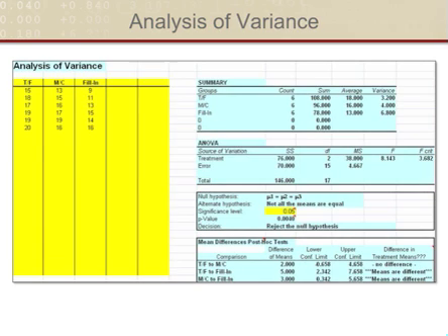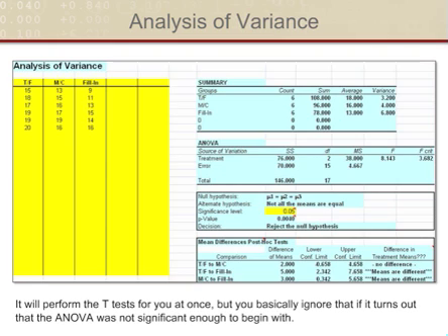And the great thing about this, too, is that after it's done the analysis on the 3 or more groups that you're comparing, if anything is significant, it will then turn around and tell you what it is. So essentially, it will perform the t-tests for you at once, but you basically ignore that if it turns out that the ANOVA was not significant to begin with.